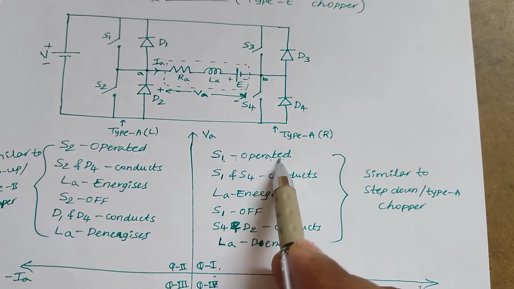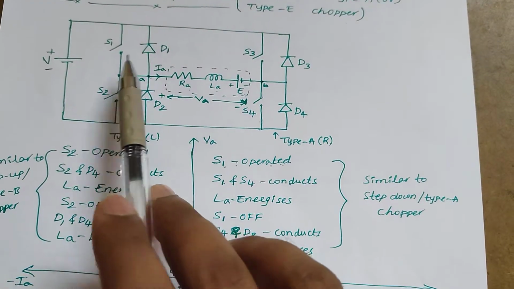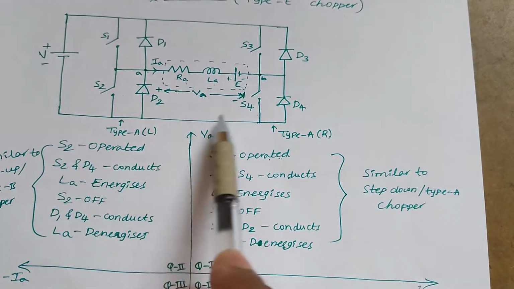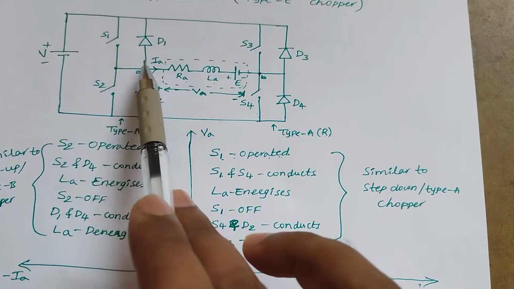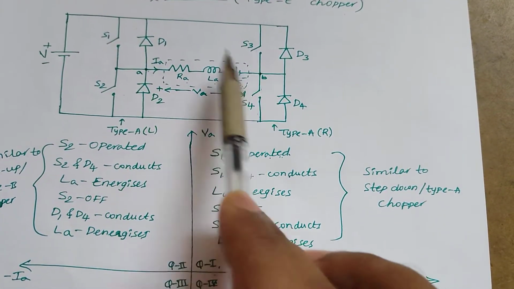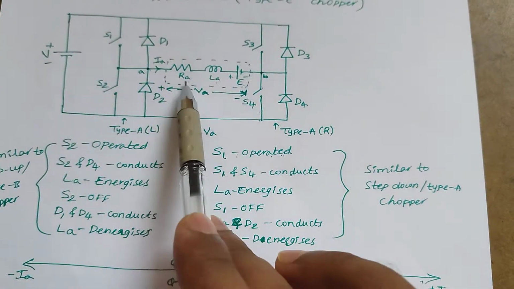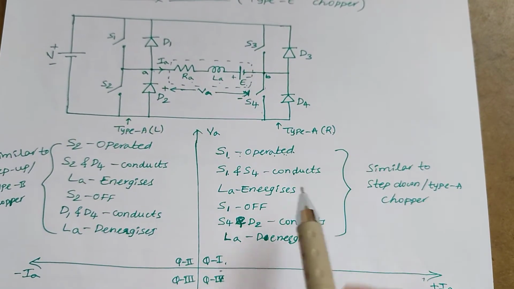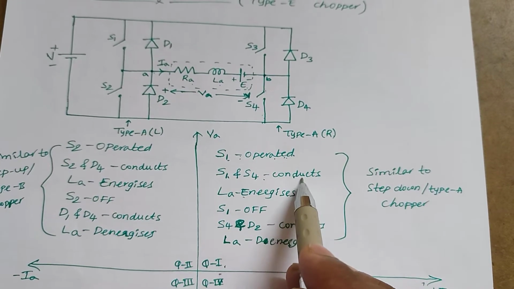While S1 is operated, S1 and S4 conduct. When S1 and S4 conduct, plus is at the A terminal and minus is at the B terminal through S4, and the current is always from A to B through S1 and S4. During this time, inductor LA energizes in the positive direction. That's why LA energizes when S1 and S4 are conducting.